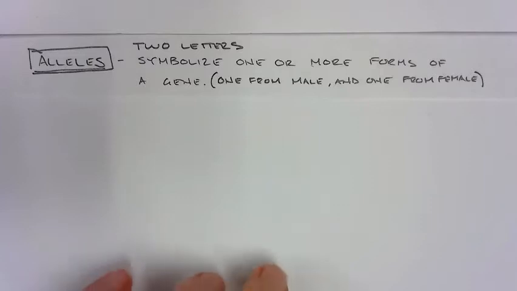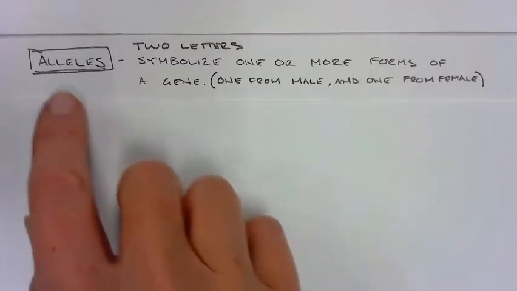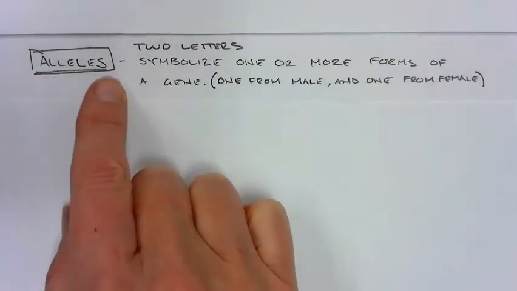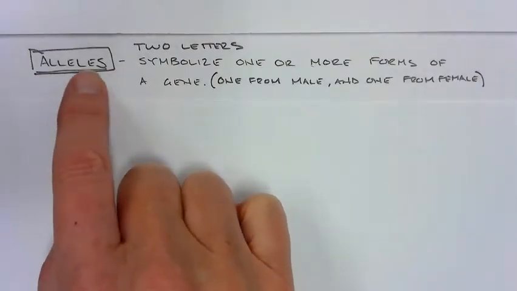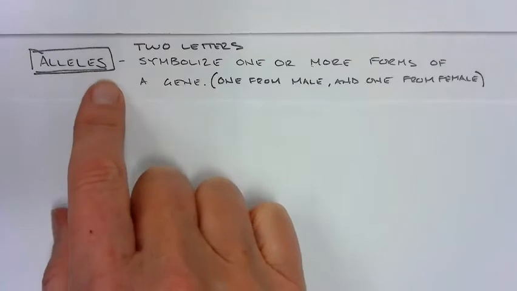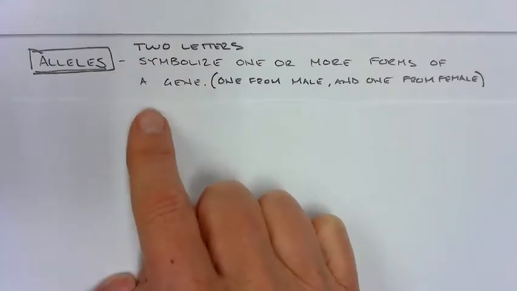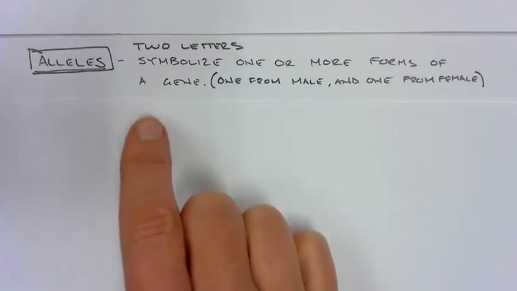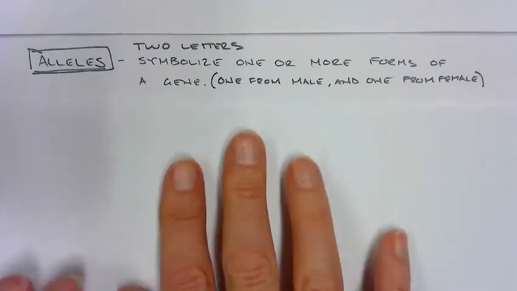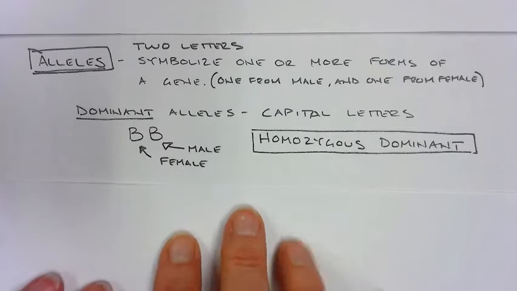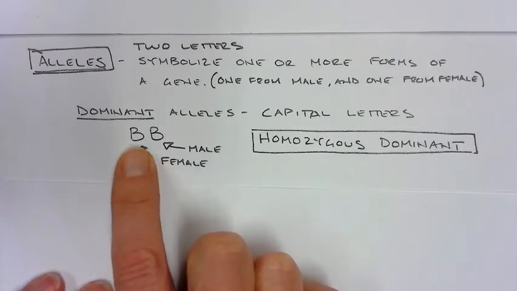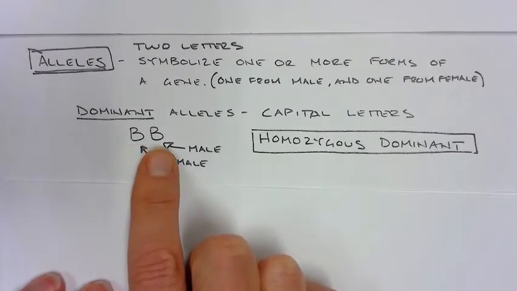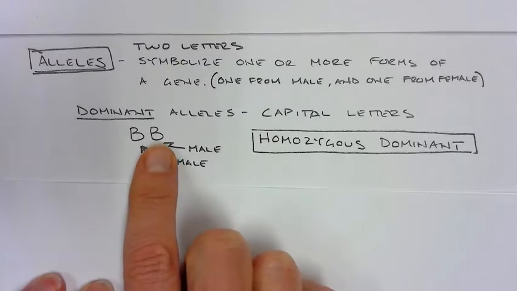I am going to introduce you to some new terms related to heredity. The first one is alleles. And alleles, I think of all the L's in allele, and these are letters. These are actually two letters. They symbolize one or more forms of a gene. So, for example, you're going to have one that comes from your mother and one that comes from your father. So there are two alleles.